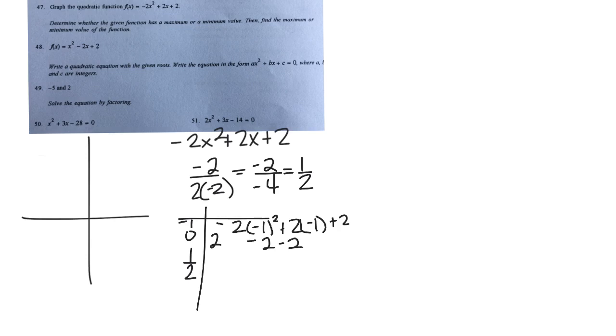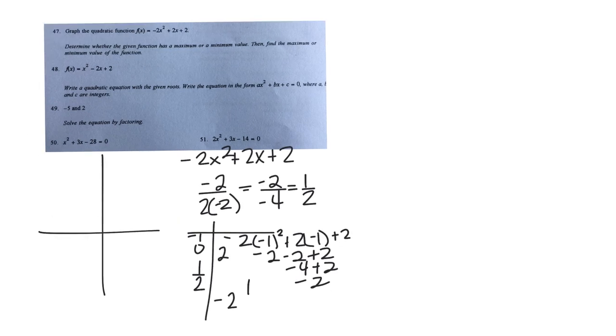So we're going to make a table. We have positive 1/2 and 0 and negative 1. I'm going to plug in those numbers. I like 0 because I know that the answer is just 2. Negative 1 is negative 2 times negative 1 squared plus 2 times negative 1 plus 2. That's positive 1 times negative 2, which is negative 2 minus 2 plus 2, negative 4 plus 2 is negative 2. And then let's plug in 1/2.